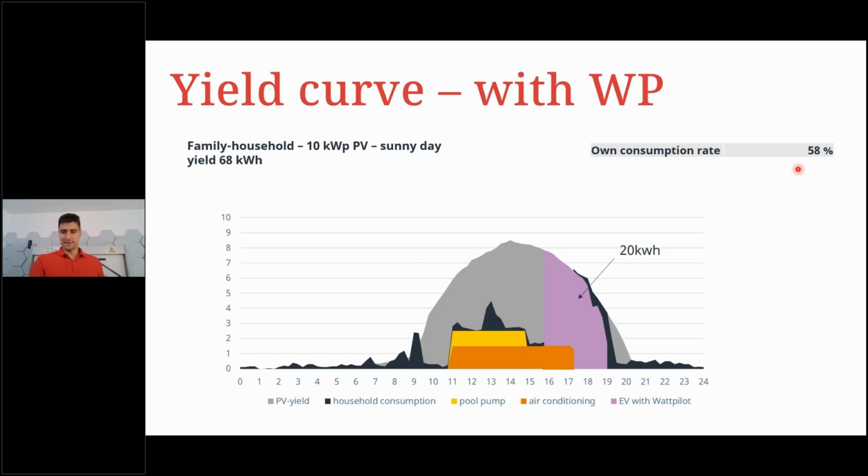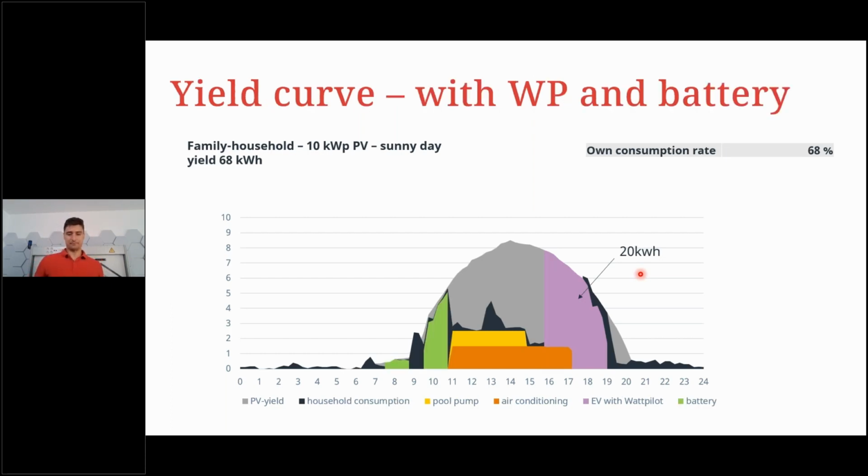The own consumption rate stays the same, and obviously the violet area of charging got a little bit smaller, from before 30 kilowatt hours to now 20 kilowatt hours. However, if we don't need that much energy, 20 kilowatt hours is fine. If we do, then we could do something else that again raises our own consumption rate and is part of sector integration. We install a battery.